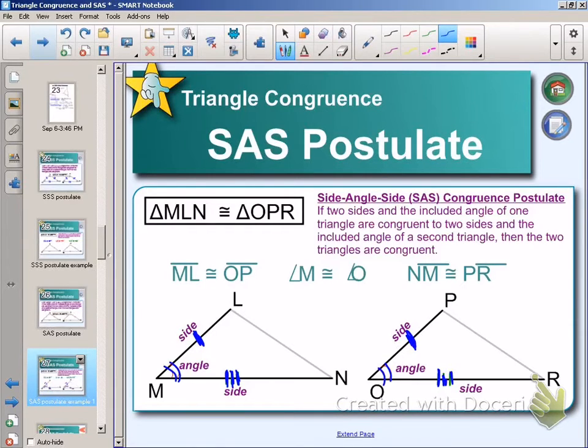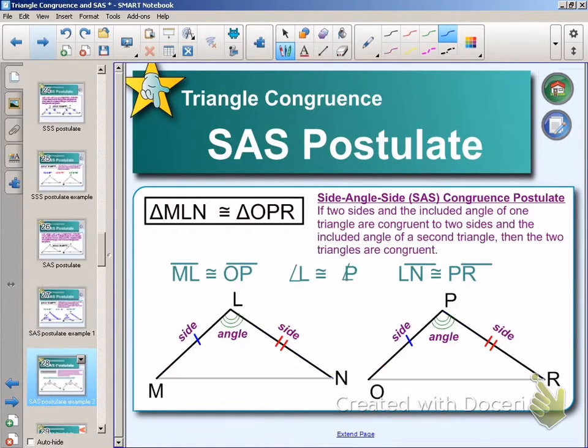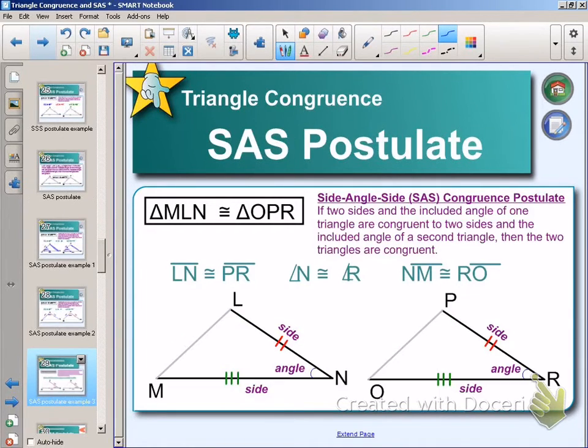What that means is that no matter what I tried to do here, I would always have to draw the same line at LN and PR. I would never be able to make a different triangle. So if you know two sides and the included angle, again, that is the angle between the two sides, then you know that the two triangles must be congruent. And here's another example. It doesn't have to be the one in the corner. You can also have the information move around the triangle.